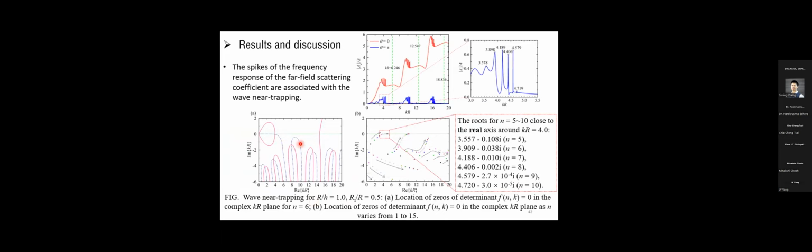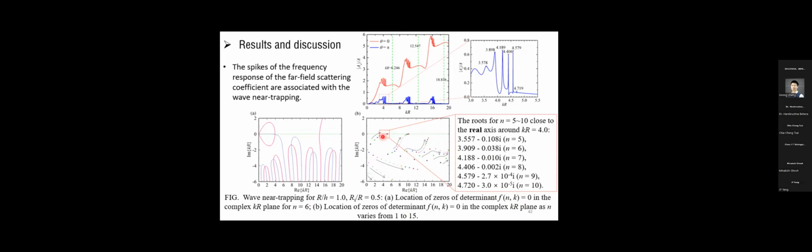This figure shows the wave near trapping related roots. Figure A shows the roots in the complex wave number plane for the circular mode N equal to 6. The blue dashed lines identify the real part of this function, while the pink solid lines correspond to the imaginary part of this equation. When this equation is equal to zero, the intersection points of these contours indicate the locations of the roots. Figure B plots the roots as the circular mode varies from 1 to 15.